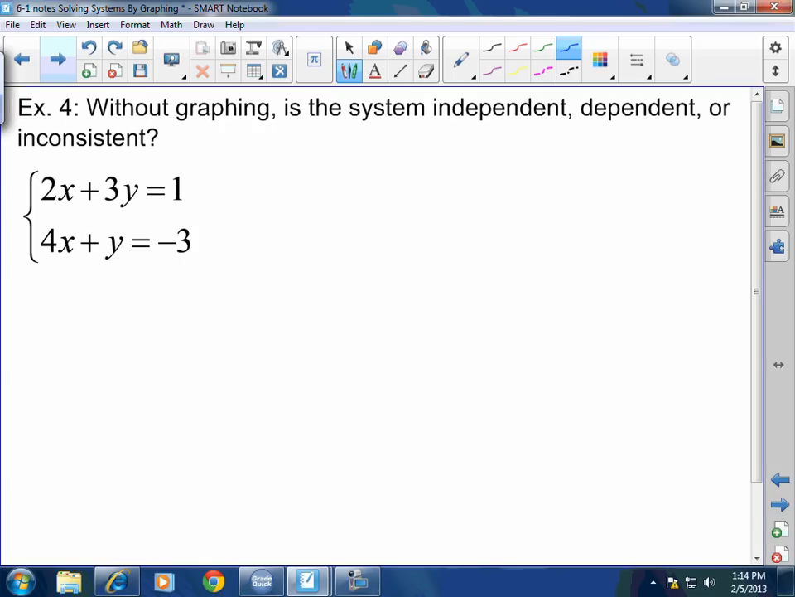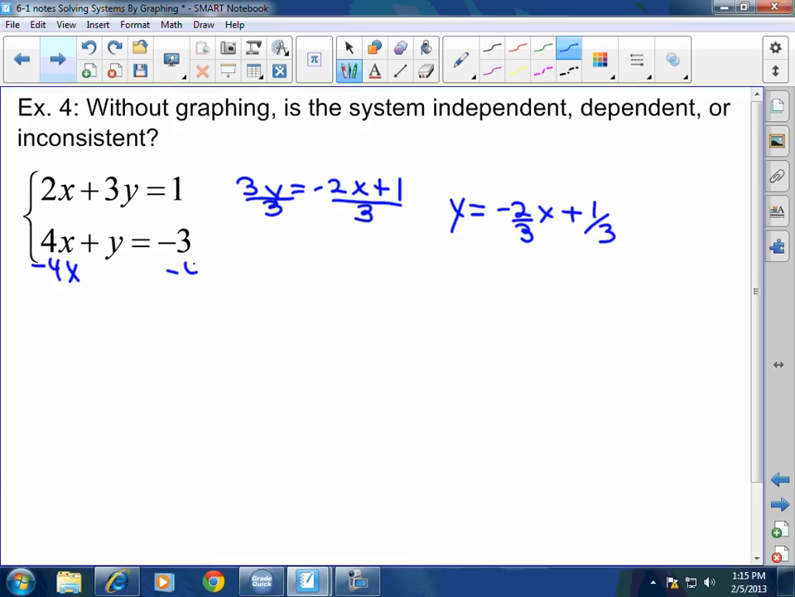Without graphing, is the system independent, dependent, or inconsistent? Well, I'm going to subtract 2x from both sides, give me 3y equals negative 2x plus 1. Divide by 3 on both sides. So y will equal negative 2/3 x plus 1/3. And then here I'm going to subtract 4x from both sides. And y will equal negative 4x minus 3.